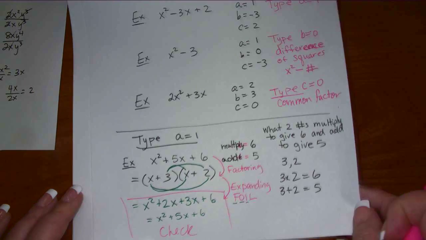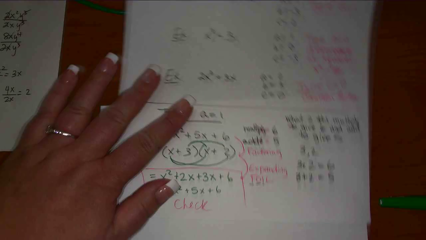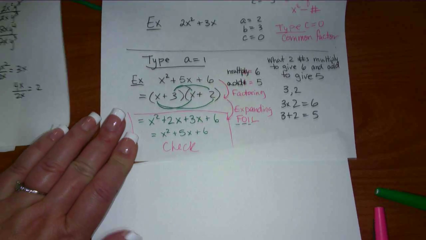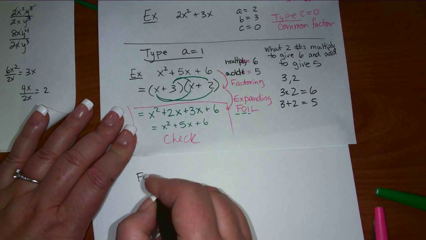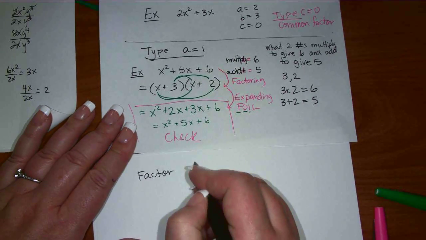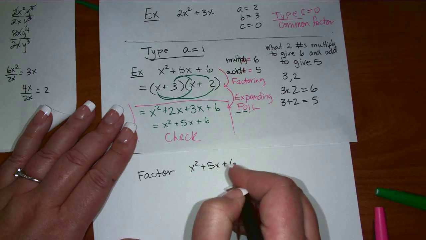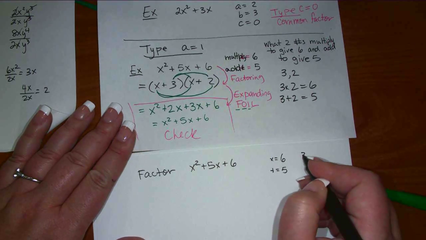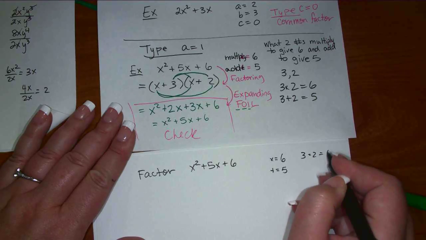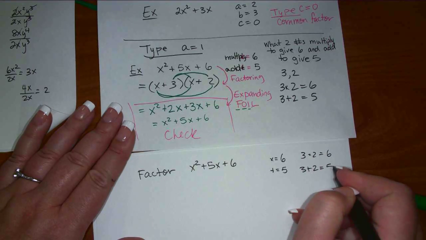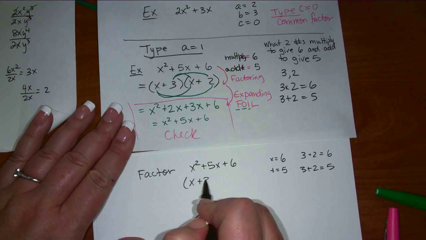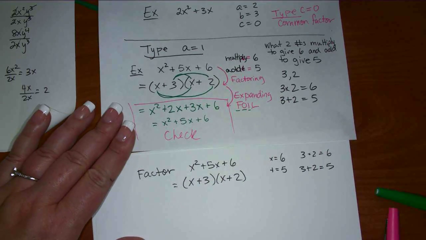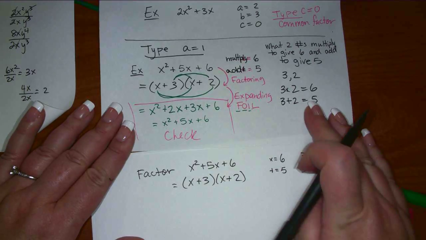So the actual answer for that question would be what? So the question would say, factor x squared plus 5x plus 6. And you'd say, okay, what two numbers multiply to give 6 and add to give 5? That's 3 and 2. So this would be x plus 3, x plus 2. And that's it. So the actual expanding after is just checking to make sure that you got the right numbers. Yep.